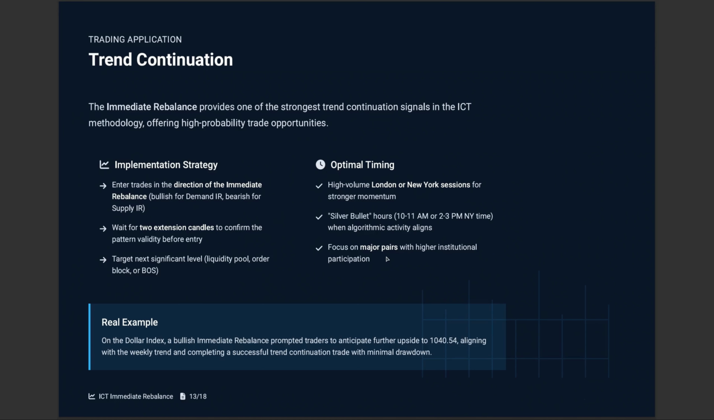A quick Google search will tell you what some pairs like this would look like, but you don't have to necessarily use those pairs only. It's up to you and your back testing data. All right. Now, just a quick real example would be on the dollar index. A bullish immediate rebalance prompted traders to anticipate further upside to the 1040.54, aligning with the weekly trend and completing a successful trend continuation trade with minimal drawdown.